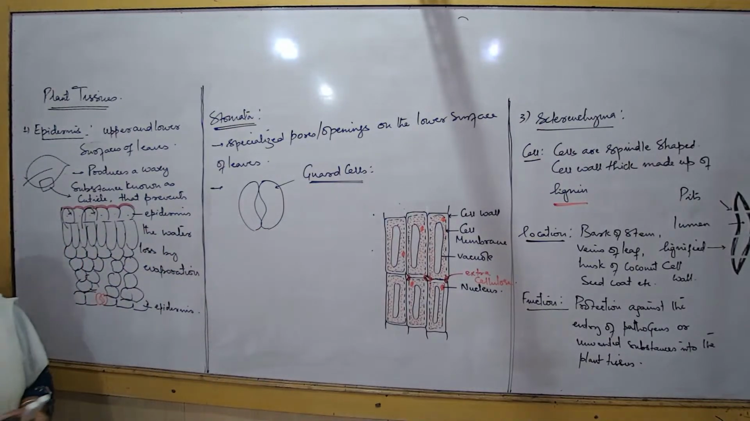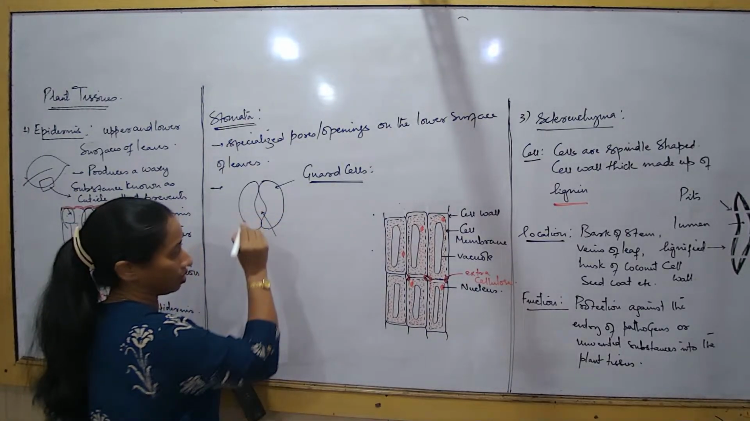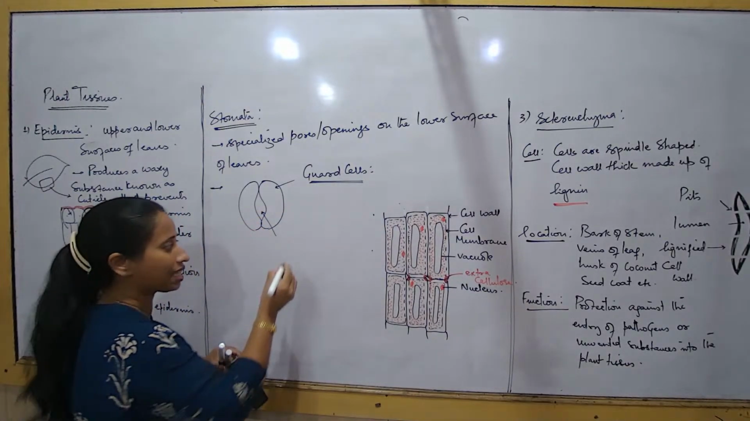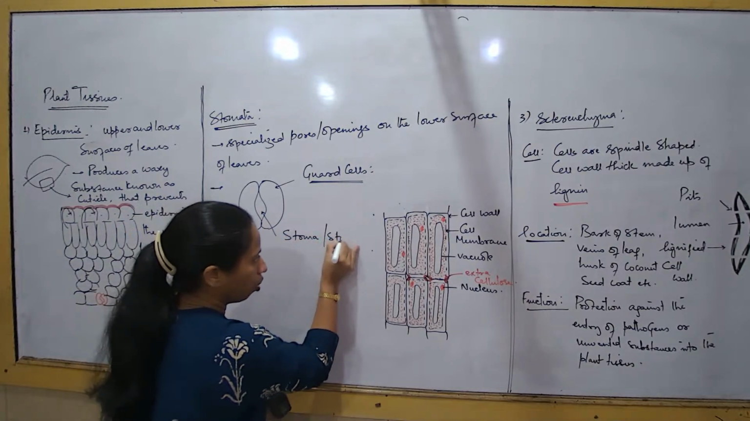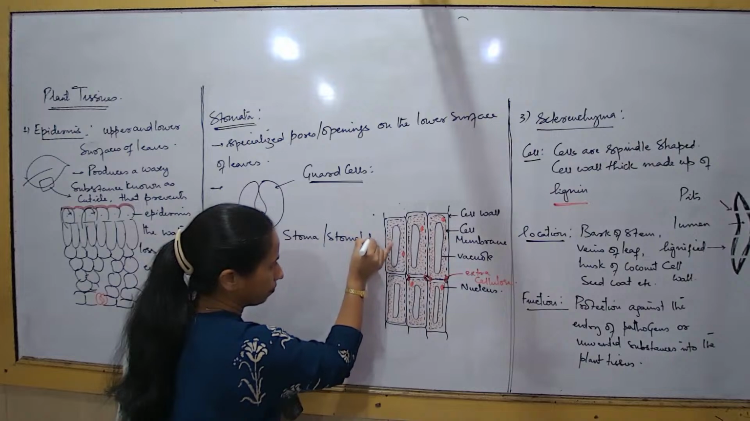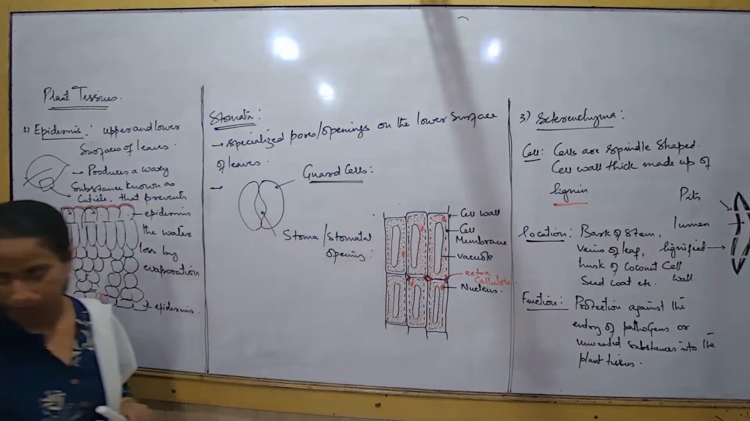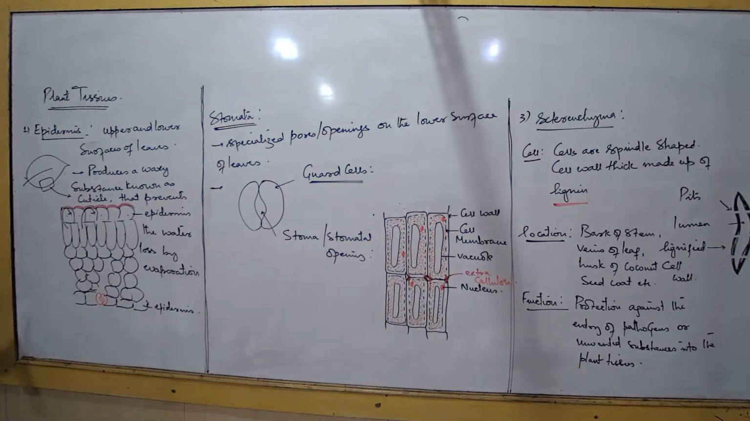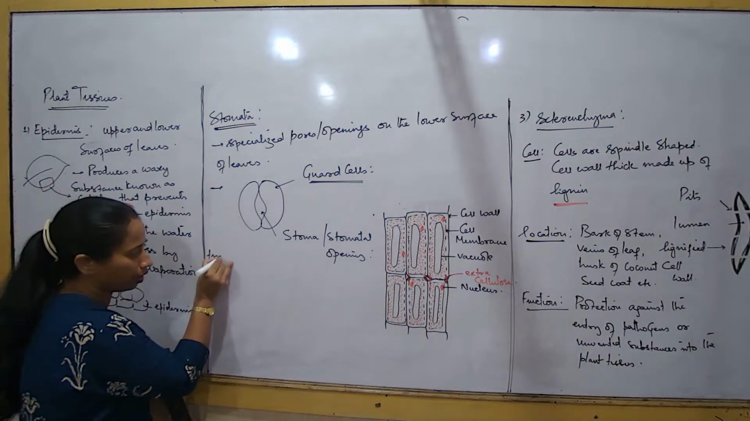So what does the stomata consist of? Cells of the stomata, what are they known as? The guard cells. And the opening known as stoma or stomatal opening. So the stomata will have cells known as the guard cells, bean-shaped cells. And between the bean-shaped cells, there would be a small opening known as the stoma or the stomatal opening.